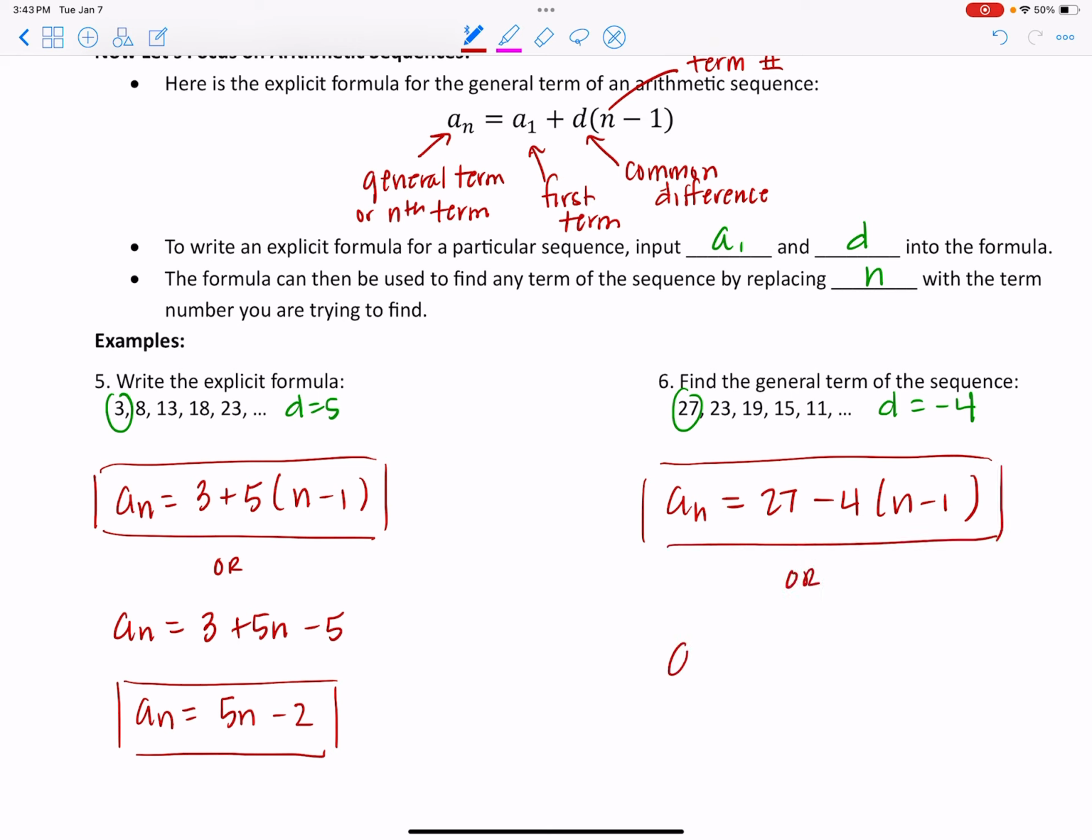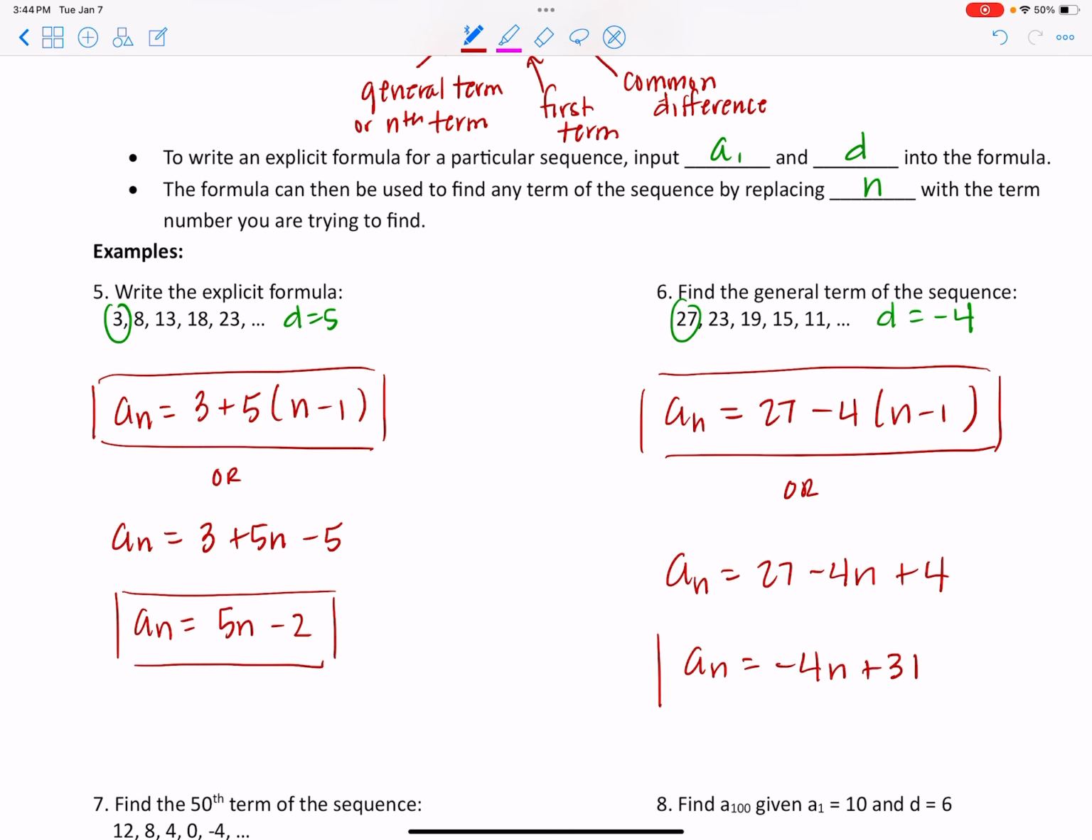Or if we were to simplify, we've got 27, negative 4 times n, and negative 4 times negative 1 would be negative 4n plus 4. And when we combine those like terms, we have a negative 4n, and 4 and 27 make 31, so plus 31 here. Again, either version, totally fine.